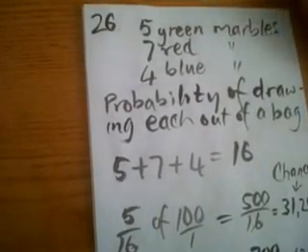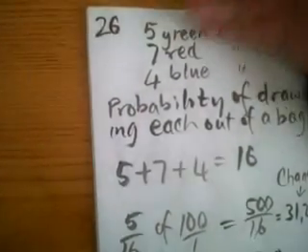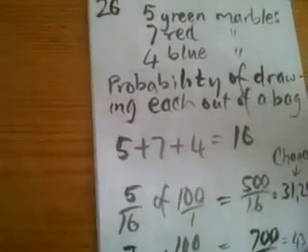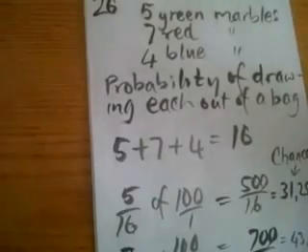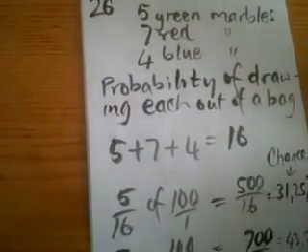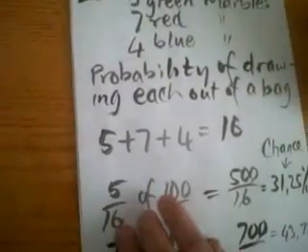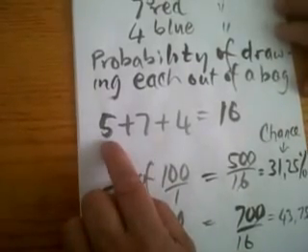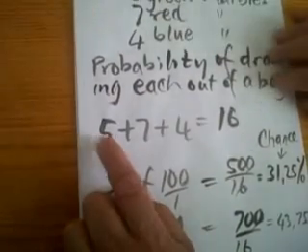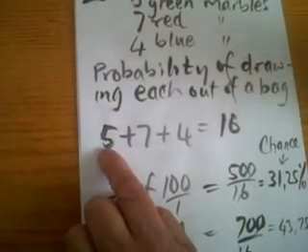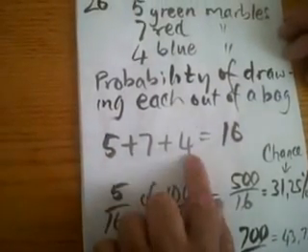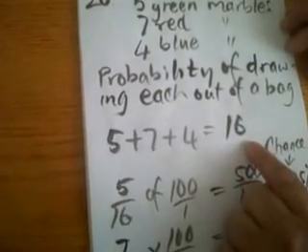Right. They ask you, like, you've got 5 green marbles and 7 red marbles and 4 blue marbles. What is the probability or the chance of you drawing each color out of a bag which you can't see? First thing you do is again like proportion, and you add the numbers to see how many marbles are in the bag. 5 plus 7 plus 4 will give you 16, right?